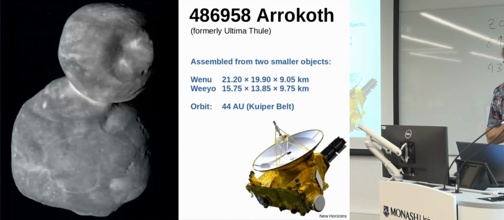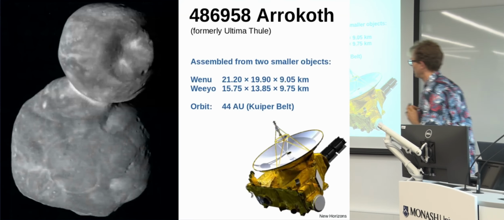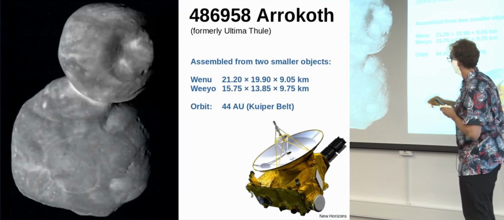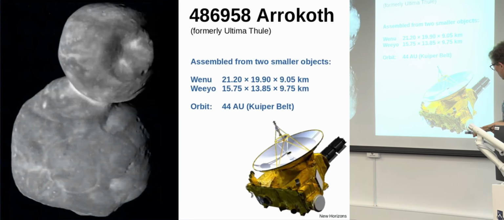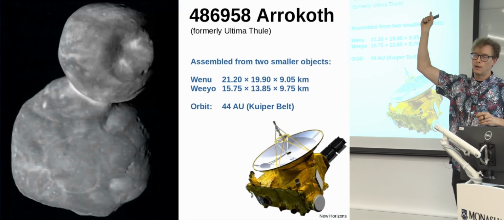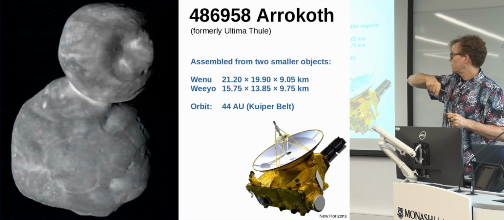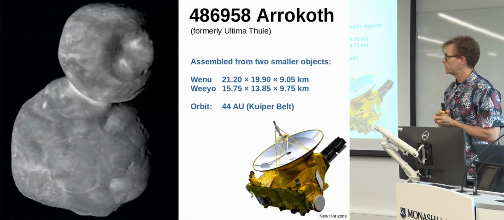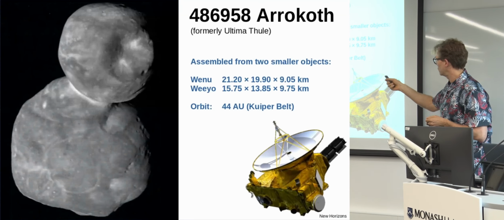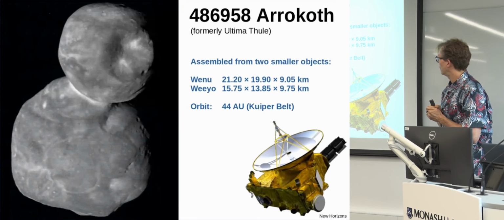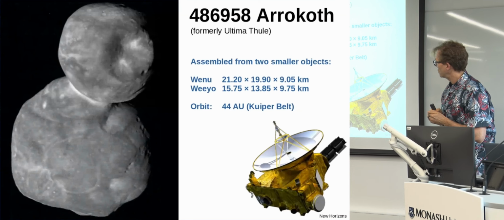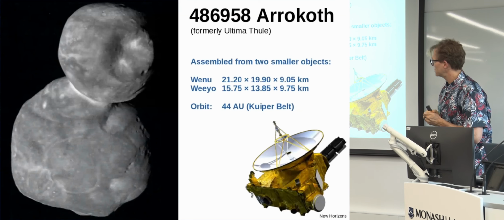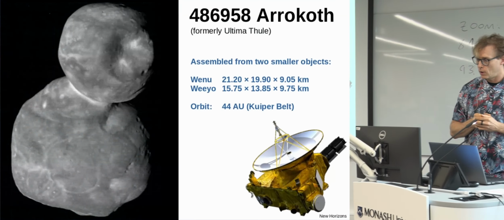Okay, so back to what I want to talk about today. This is the system Arrokoth, this kind of snowball, where the New Horizons probe went past after Pluto, a weird object I had seen tumbling in outer space at around 44 astronomical units. It's assembled out of two smaller objects, each with dimensions of a few tens of kilometers. And the question is, how does such an object possibly form?